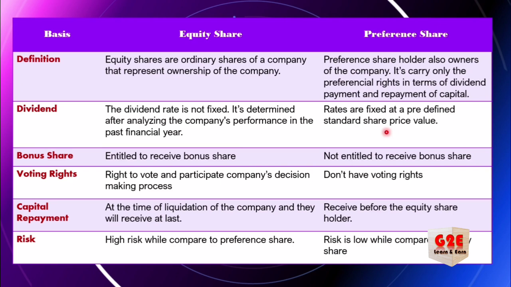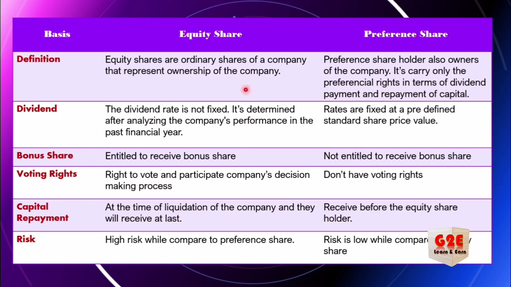If it is a cumulative preference shareholder, suppose in the first 2 years they do not get any profit, and in the third year the company is earning a profit. What will they do? For the first 2 years, a percentage has been fixed for the preference shareholder, so that respective dividend along with the current year dividend they will also get. And apart from that, any remaining profit that is available will be distributed to the equity shareholders.